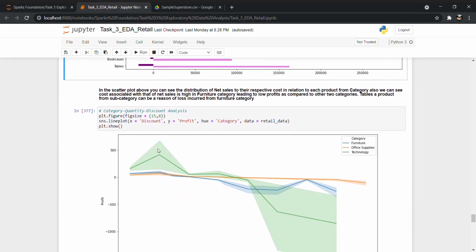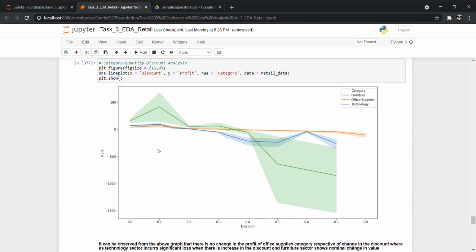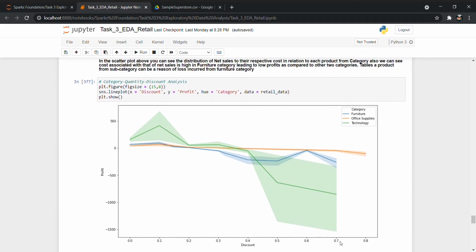Then I have plotted a line graph where you can see the discount and the profit associated with each category. Here you can see that with an increasing amount of discount there is no impact on the profit of office supplies, whereas in the other two categories, if we increase the discount, we see a drop in the profit in these categories.